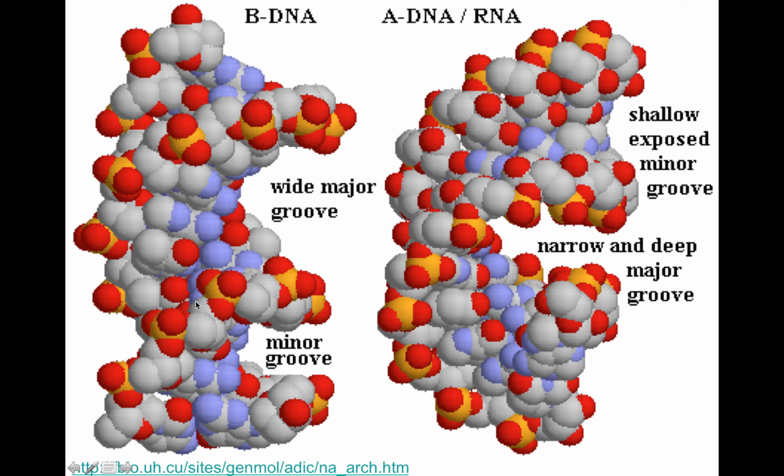So here's our B form of DNA with a widened major groove and a minor groove. And this A form is what RNA usually forms. And it has a shallow exposed minor groove, a very narrow and deep minor groove. And if you want to look at more of this type of structure, you can go to this website.